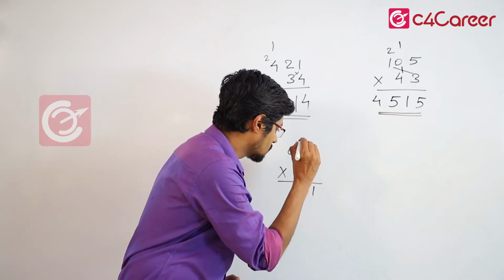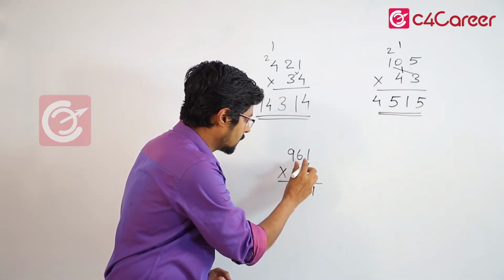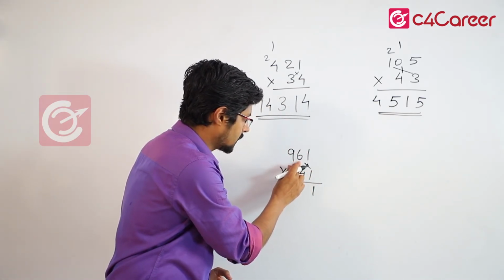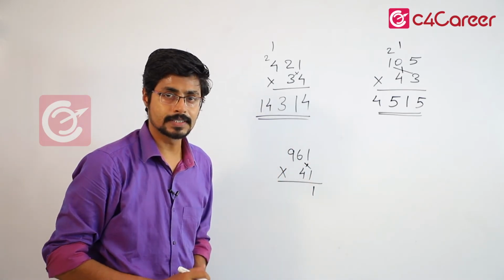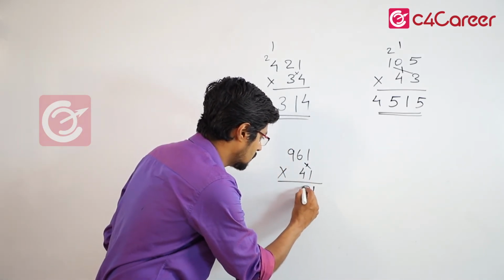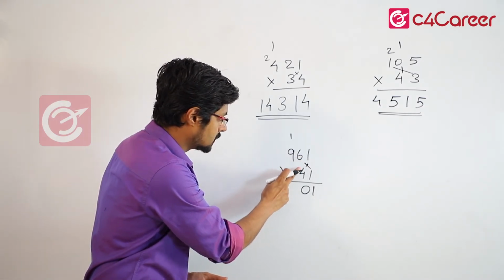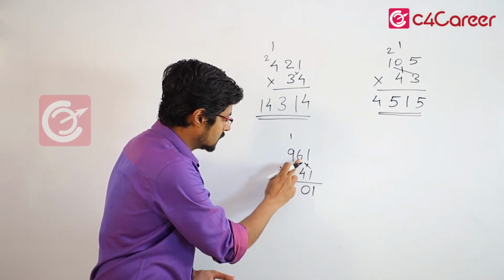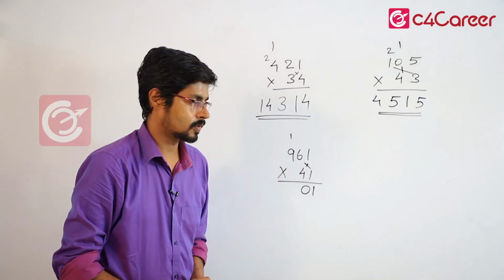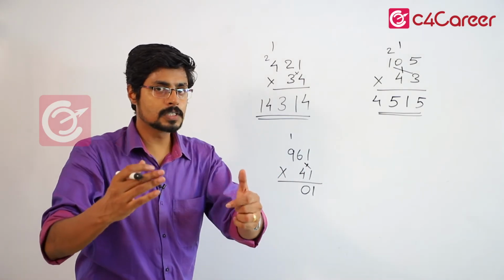1 into 1 is 1. Cross multiplication. 1 into 6, 1 into 4. That is 6 plus 4, which will give us 10. There is a carry of 1. Next step, extreme digits into middle digits. 6 into 4 is 24. I told you, pick the higher numbers first.